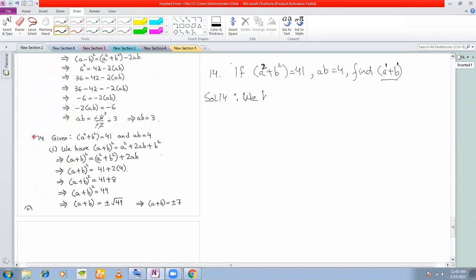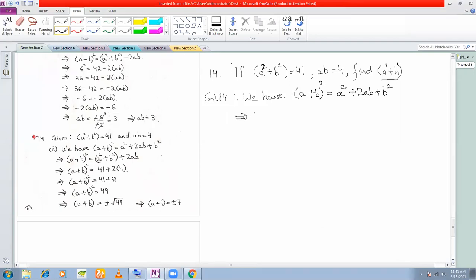We cannot square, right? So we start from the expansion. We have a plus b, because we have to find a plus b, we start with the expansion of a plus b whole square is equal to a square plus 2ab plus b square. This is where we start. This is the identity for a plus b whole square.